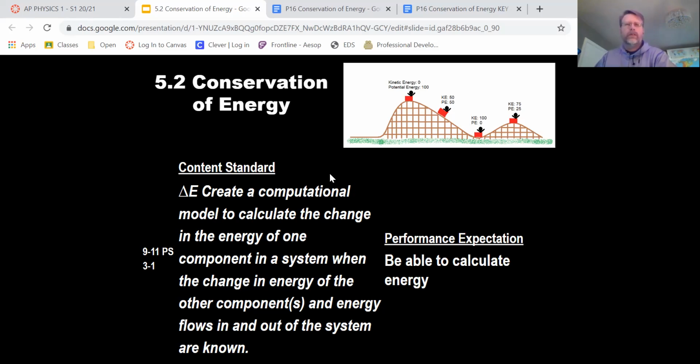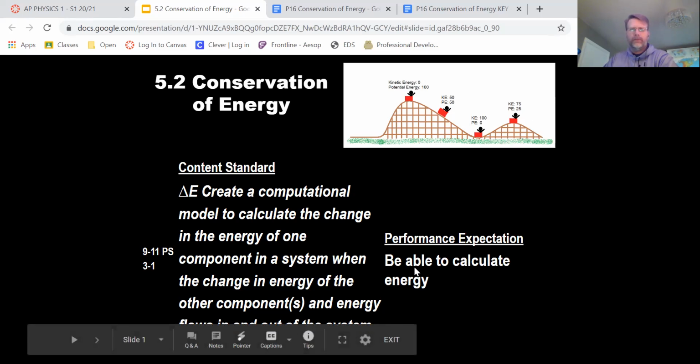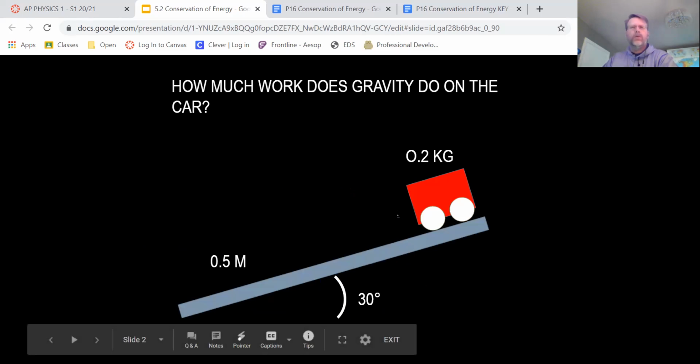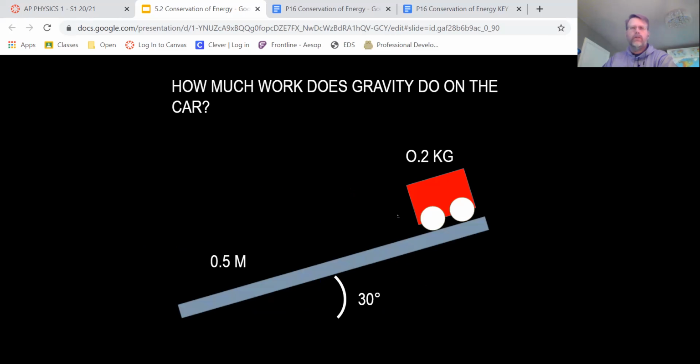So what we're trying to do is do a computational model to calculate the change in energy and be able to calculate energy. So I started with asking you, how much energy does gravity do on the car? And there's going to be two ways to solve that. So let's take a look.